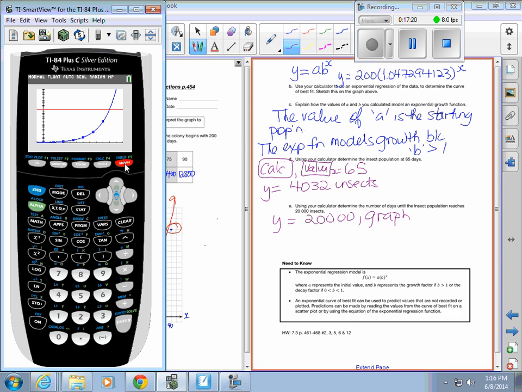So now if I do my second calculate, I want to do the intersect. Okay, so this is calc, intersect. I want to know where those two lines intersect. So it doesn't matter that my first curve is on the half of a parabola, or that function, so I can hit enter. Second one is on that y equal to 20,000. Enter, do my guess, and it tells me 99.657. So at 99.657, almost the 100th day.